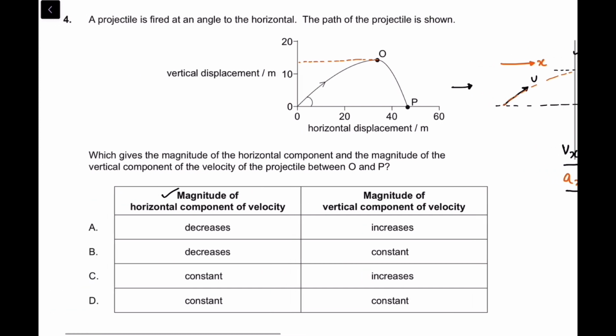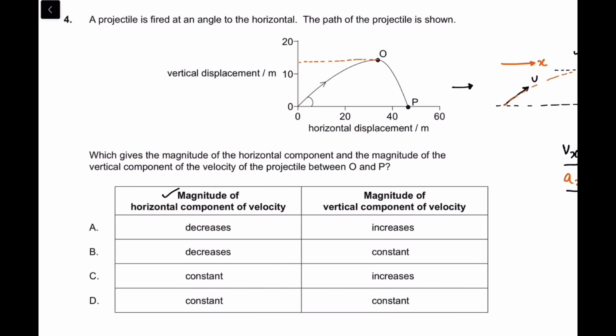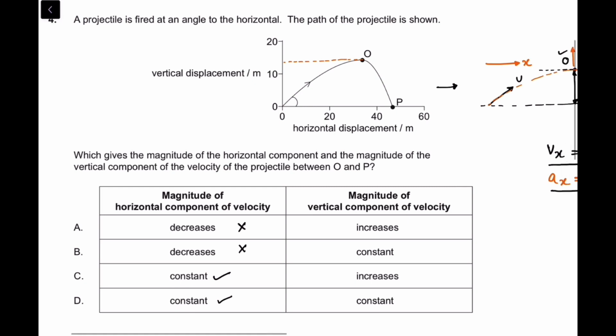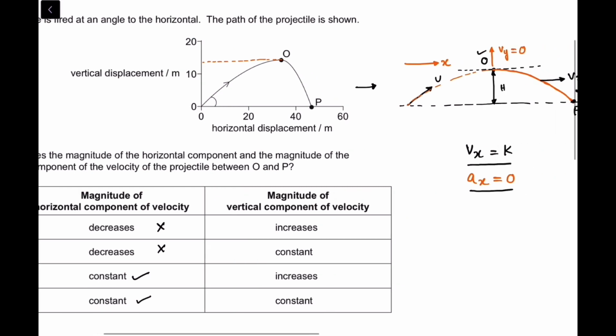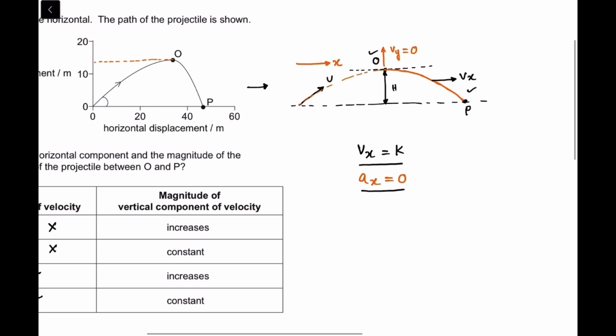So which are the options where the horizontal component of velocity is constant? C and D, so automatically A and B are rejected. Now we have to choose the answer between C and D. This will come from the vertical component of velocity. What did we discuss at this point? At the maximum height, the vertical component of velocity Vy is 0.